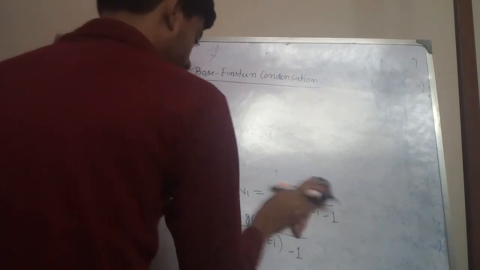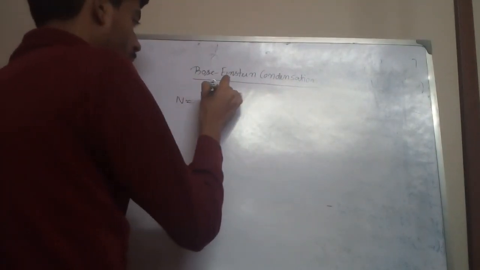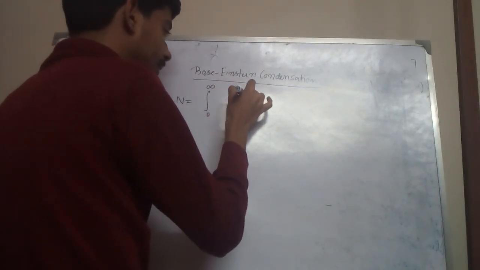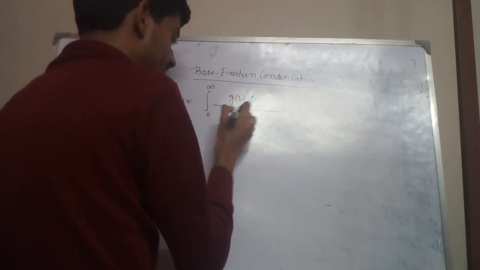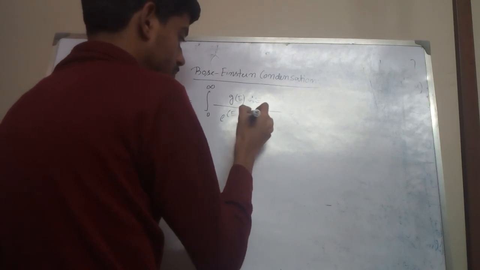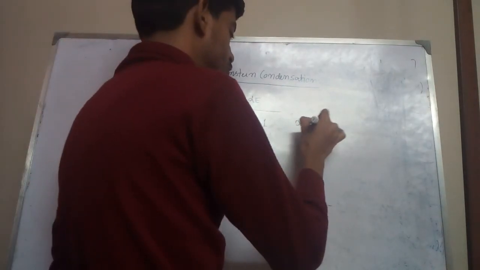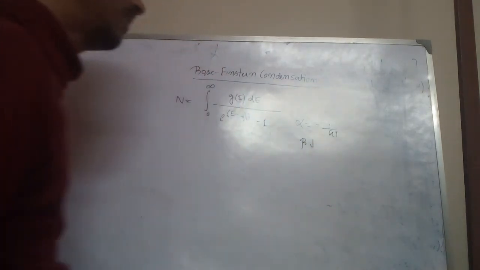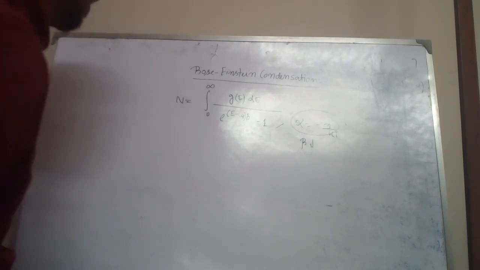So N is the integral from 0 to infinity of G(e) dE by e to the power (e minus mu) beta minus 1. Putting the value of alpha equals minus mu by kT and beta equals 1 by kT, we get this equation in this form.